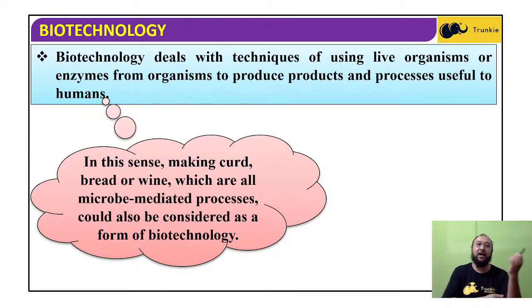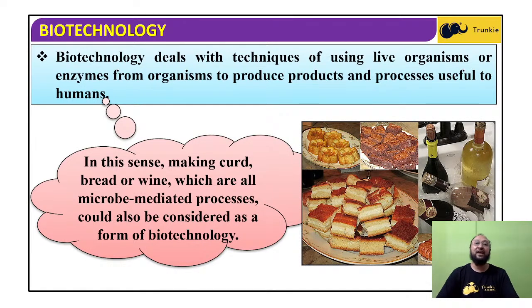In this sense, making curd, bread or wine, which are all microbe-mediated processes, could also be considered a form of biotechnology, because we are using microorganisms, or live organisms, or enzymes from live organisms to produce products that may be useful for humankind. So that is the process of biotechnology. The making of curd, bread, wine or cheese may be considered a result of a biotechnological process.